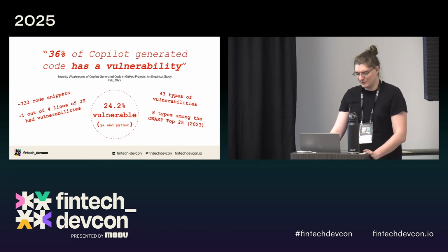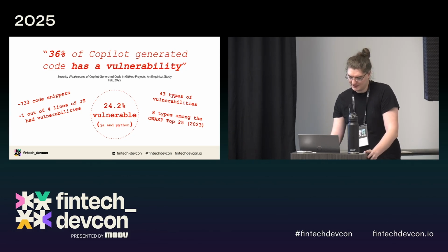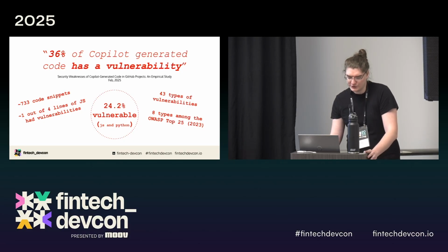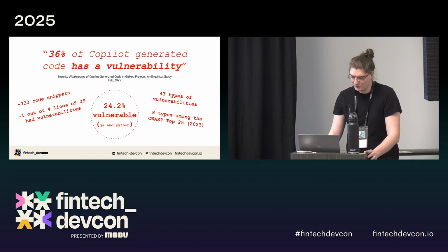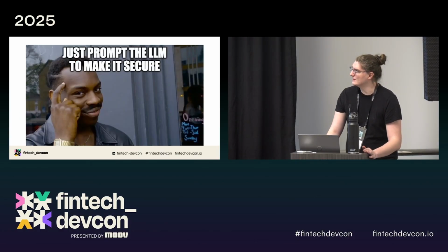So here we're going to talk a little bit about a study from February of 2025, fairly recent. They found that 36% of Copilot-generated code has a vulnerability. That is about 1 out of 4 lines of JavaScript code had vulnerabilities. It was 733 code snippets across JavaScript and Python. They looked at 43 types of vulnerabilities and found 43 types of vulnerabilities across these. 8 of those were among the OWASP top 25 from 2023. So, broadly speaking, AI can certainly generate insecure code. We'll get a little bit more into that.